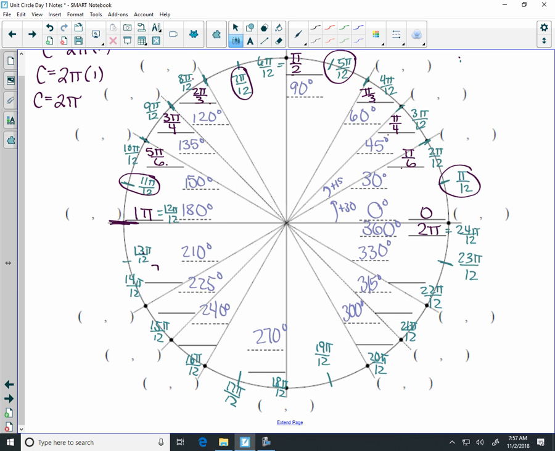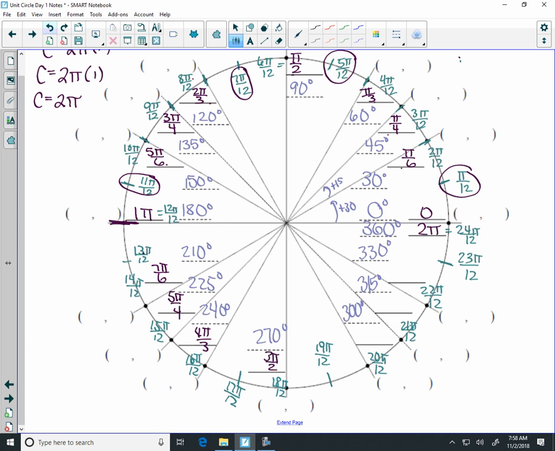14 pi over 12 is 7 pi over 6. 15 pi over 12. Let's see, 3 goes into both, so 3 goes into 15 5 times, and then 12, 4 times. 4 goes into 16 4 times, and then into 12 3 times. That's 4 pi over 3. Straight down, I'm going to divide both those by 6, 3 pi over 2.